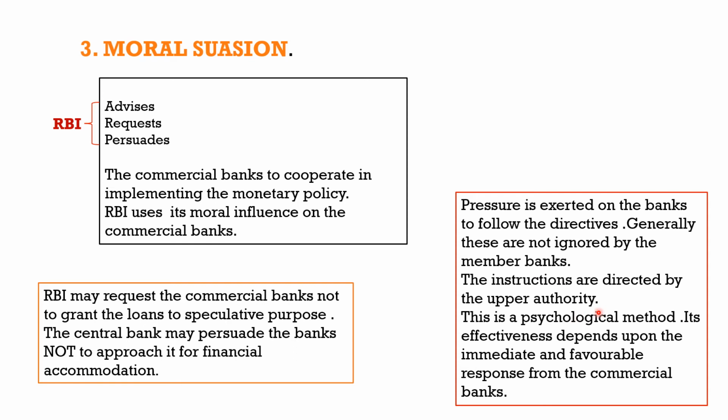Instructions are definitely from the upper authority. This is a psychological method. Its effectiveness depends upon the immediate and favorable response from the commercial banks. So obviously they are not kids. You can't go these days, you can't go even to the nursery kids to slap them. And what about the banks? You can't go and do anything like that. But still, it's a psychological method in which the RBI tries to exert mental persuasion and pressure on the national scheduled banks to force them to follow and abide by the directions and their decisions.